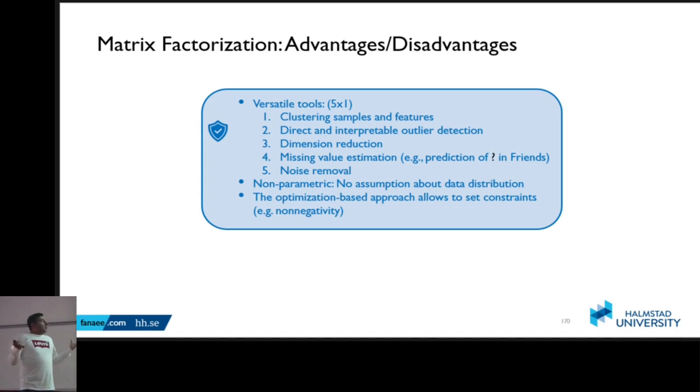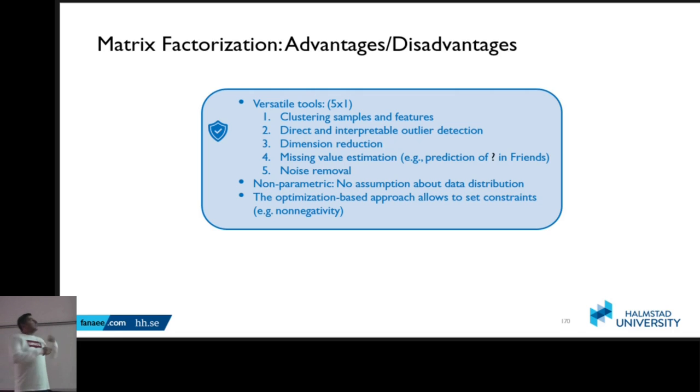So, advantages. They are versatile tools. Five things you can do with the same computation. Clustering samples and features. Yes? Yes, it still is useful. Even people are using matrix factorization when the sparsity is like 99.9%. Still it works. Don't think that big matrices are dense. Always big matrices are very sparse. The Google matrix, for instance, is very sparse. So they are versatile tools.